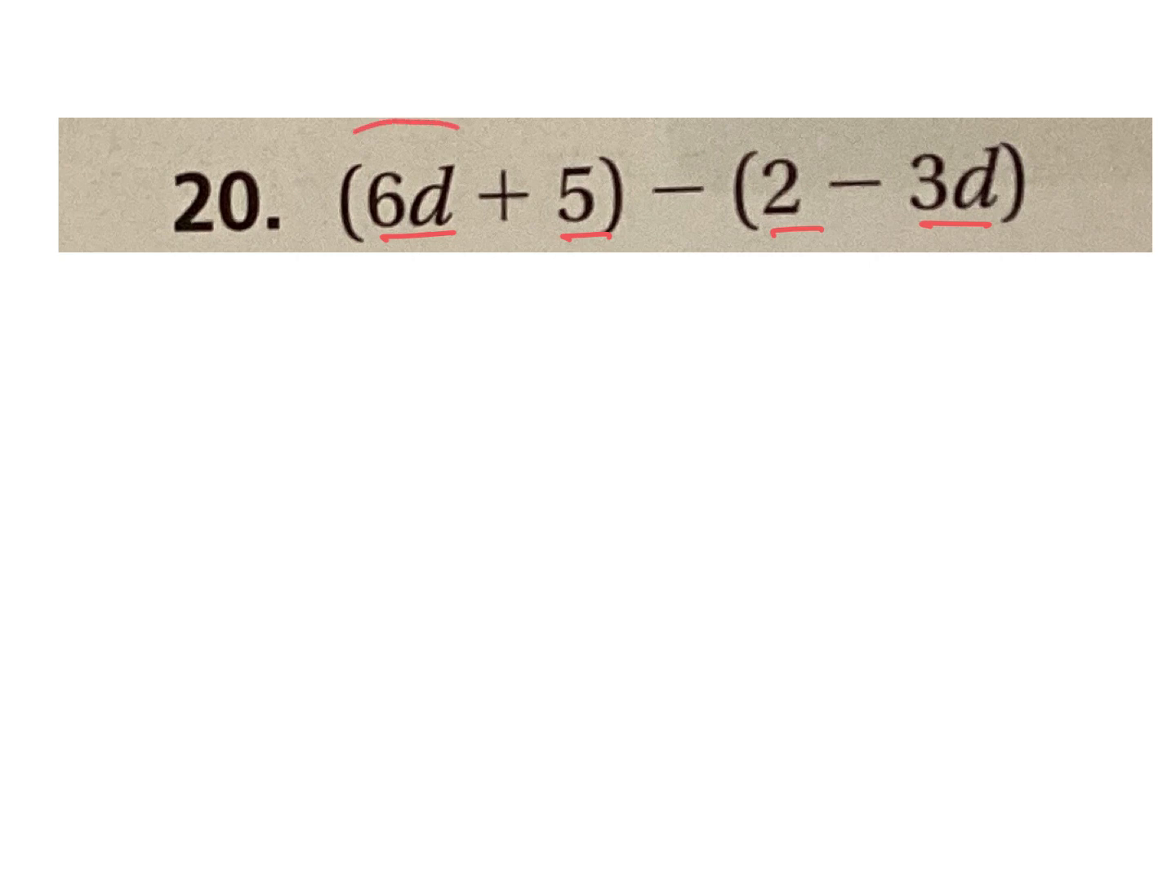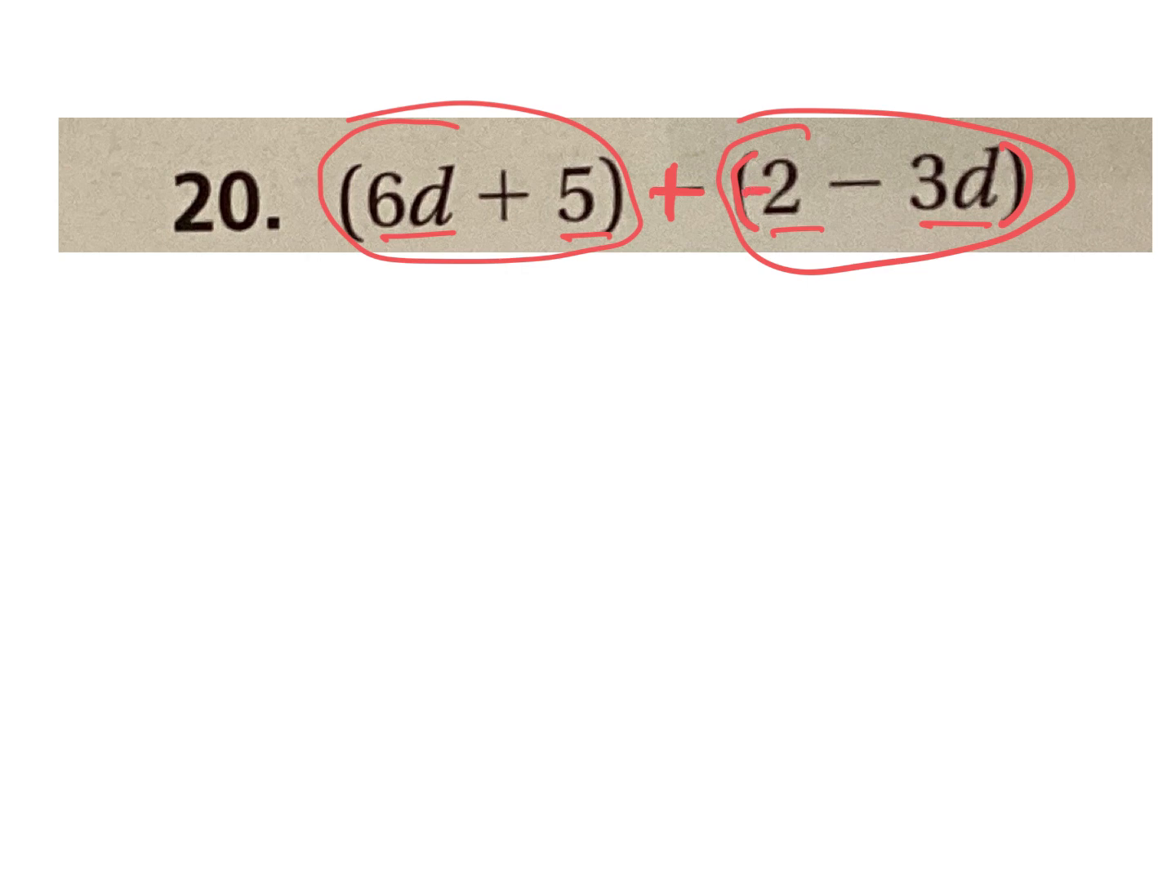So it's all of this. It's like that one unit subtracting all of this. I don't want to do that. I want to add the opposite. So I'm going to change this from subtraction to adding, but then I have to do the opposite of everything in these parentheses. So the opposite of 2 is negative 2. The opposite of negative 3d is a positive 3d. Now I have it just like the addition.